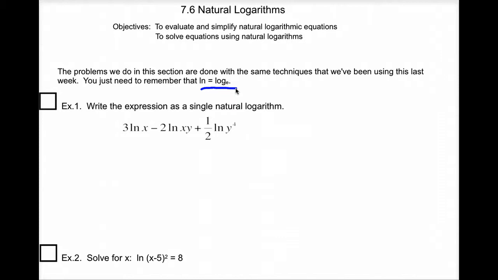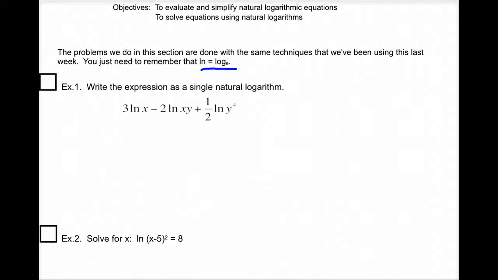Otherwise, we're going to be condensing, we're going to be solving, and doing a little simplifying, just like we've had throughout the lessons. Our first problem is write as a single natural log. So this is a condensed problem. So we're going to go through the steps to condense like we've done in the past. Condensing requires us to follow the order of operations. So I'm just going to take all these numbers in front and put them up in the exponent.